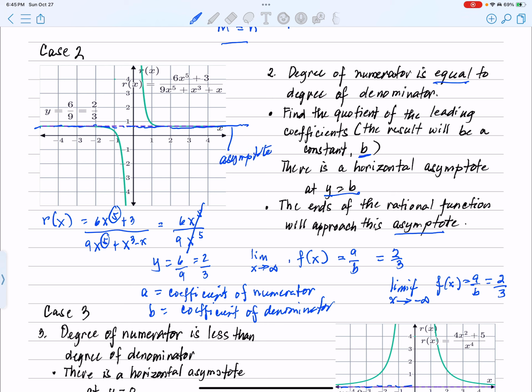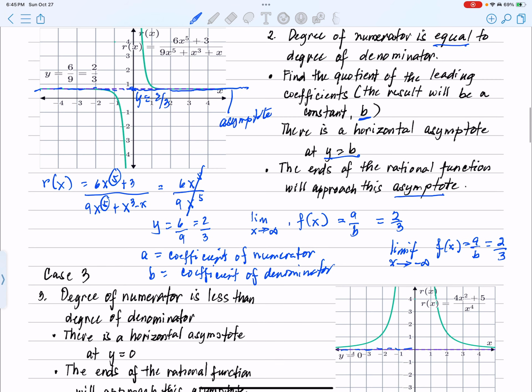All right, where is that located? It's at y equals 2 over 3. That means when you divide that, it is 0.66 something, less than 1. And that is the location of the function f of x.